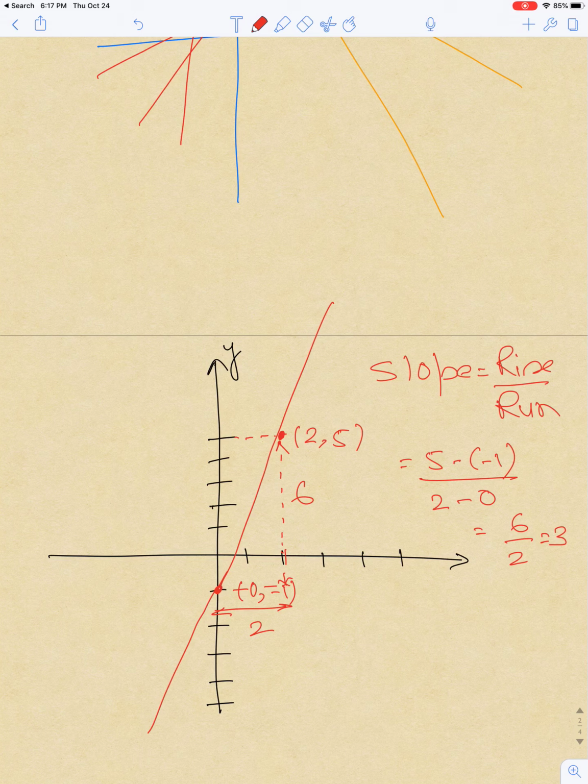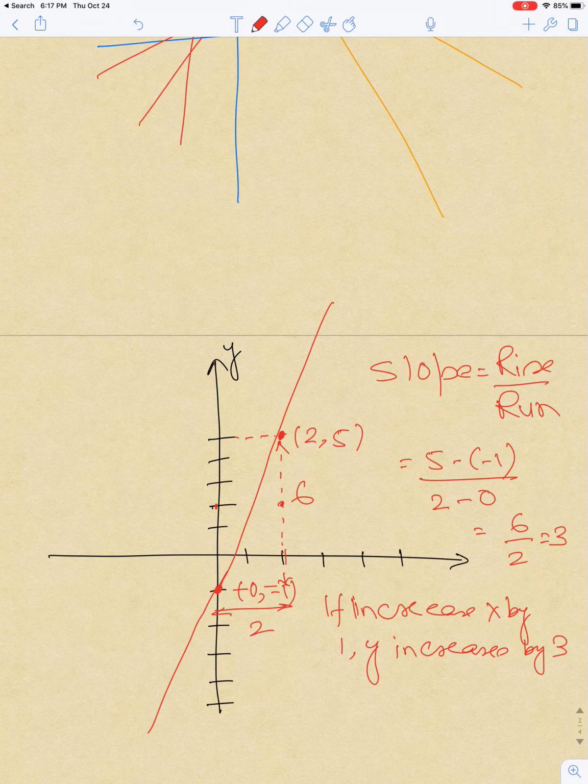Also, that means if I increase x by 1, y increases by 3. That's all it is. So if I go from 0 to 1, you see it went from -1 to 2. That's an increase of 3. Then it went from 2 to 5. That's an increase of 3.